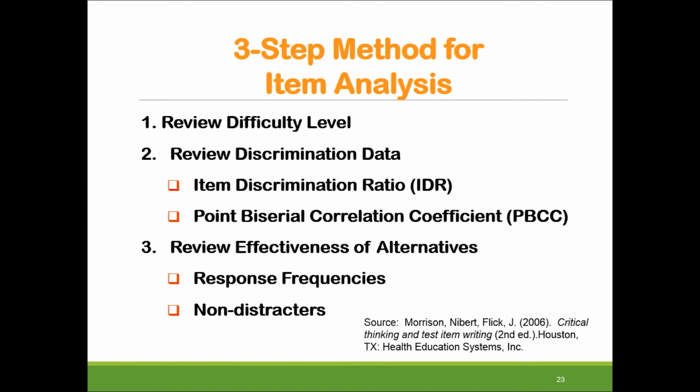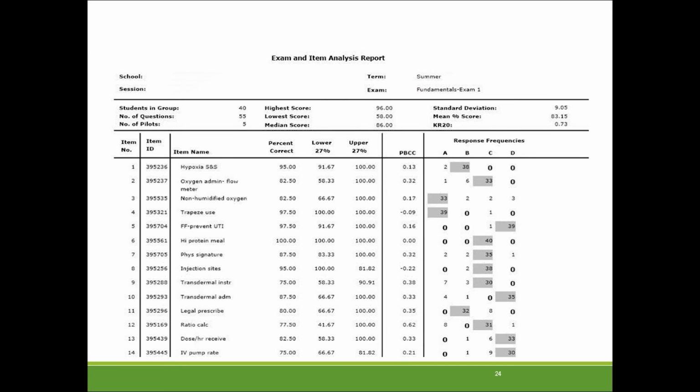Here's your 3-step method. You've looked at difficulty, you then look at discrimination, you look at response frequencies, and then you've got your work cut out for you in figuring out exactly where you need to do some pinpoint editing before you make another test, before you give these items on a future test. And of course you use this information to determine for the test at hand with this particular group of students, do I need to do a rescore?